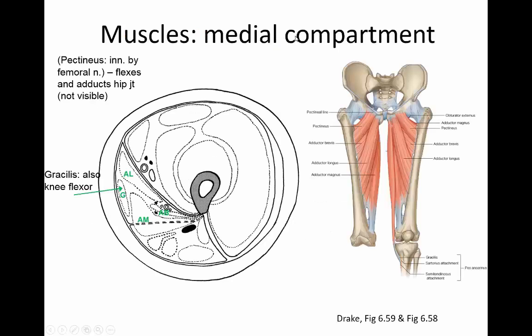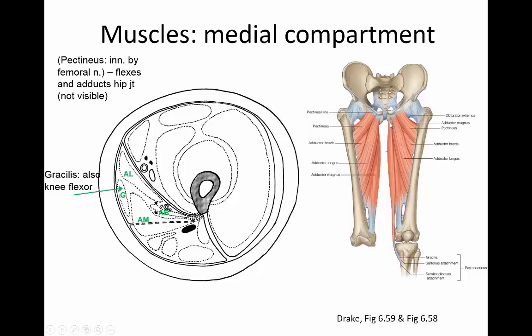So the muscles of the medial compartment, we have pectineus. It's not actually on our transverse section because it's up too high. It's too proximal to be seen at that section. So it's innervated by the femoral nerve. Some people consider the pectineus to be an anterior compartment muscle because it flexes the hip and is innervated by the femoral nerve. We can consider it to be the medial compartment because it adducts the hip joint. So just be aware that it can be considered both anterior and medial.